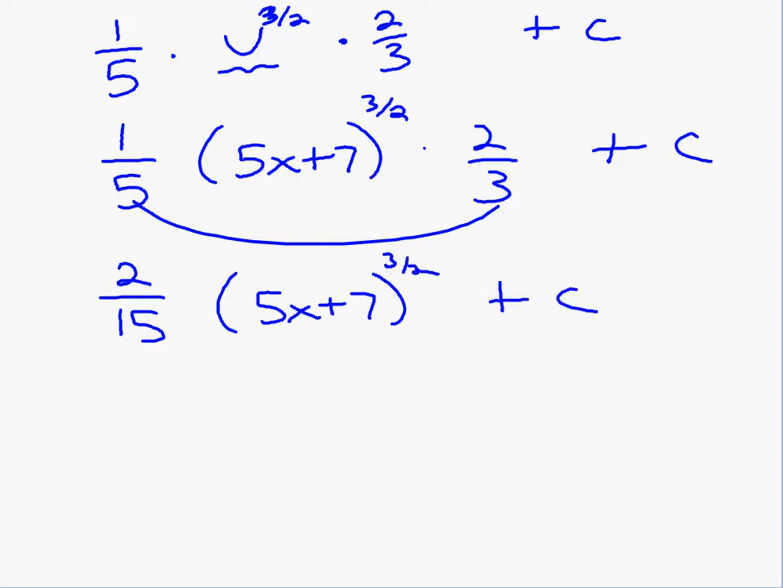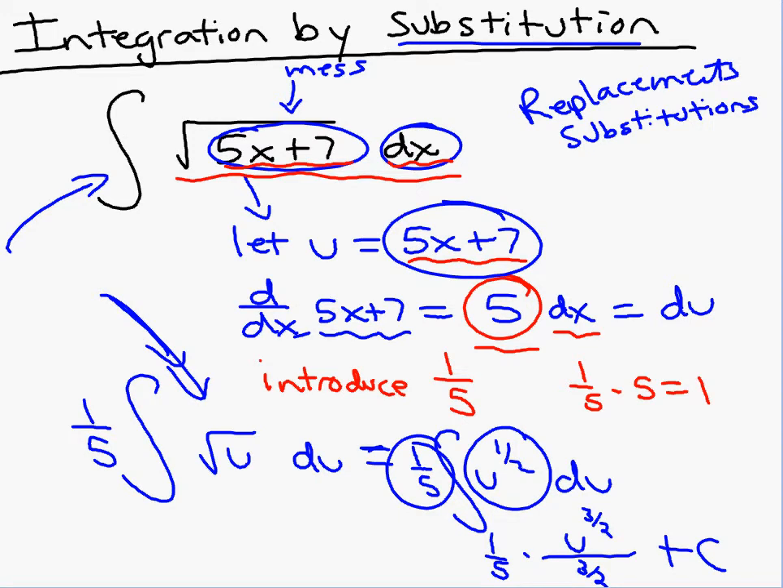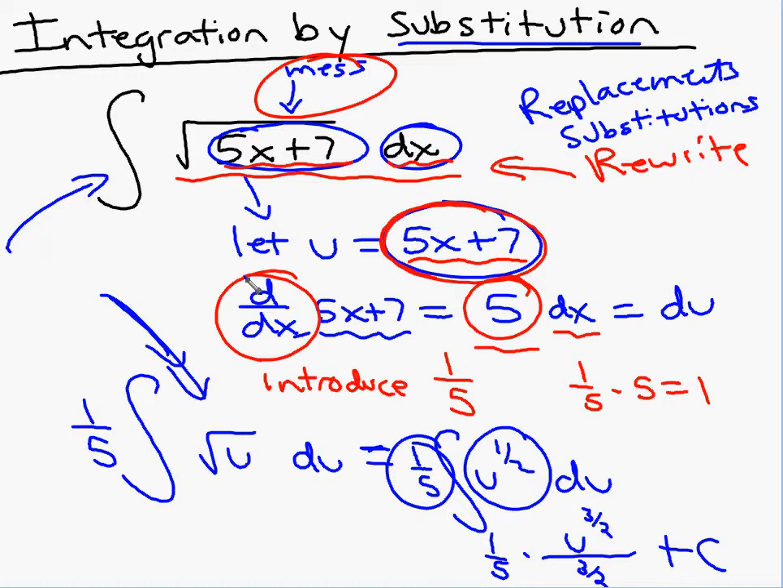So to review, all we're trying to do is rewrite this thing by making a substitution for the mess, okay, then take the derivative of that mess to account for my dx. All right? Let's do another problem so that you can start getting the hang of this.